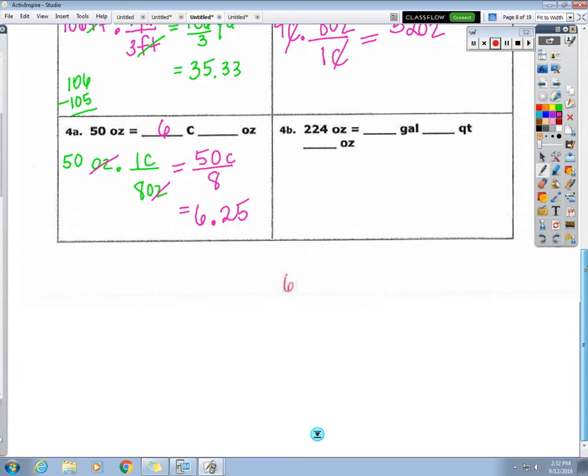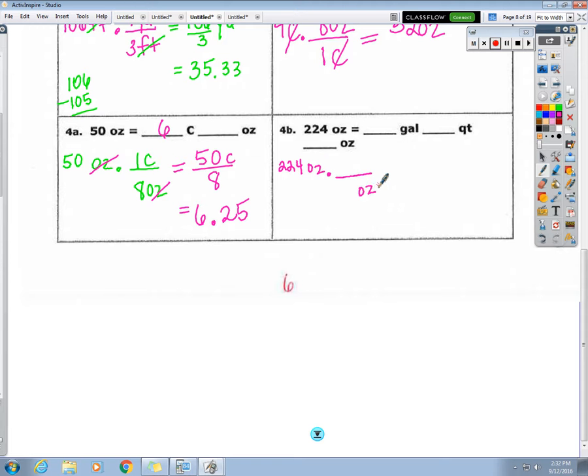Number 4B is a little more difficult. You're going to want to pay attention. Okay, pay attention. Here we go. The first thing we're going to do is convert 224 ounces to gallons. Just turn around. This one, you need to pay attention.